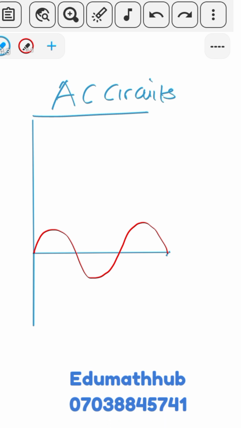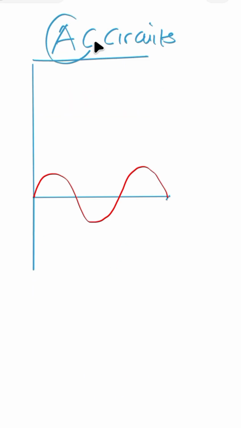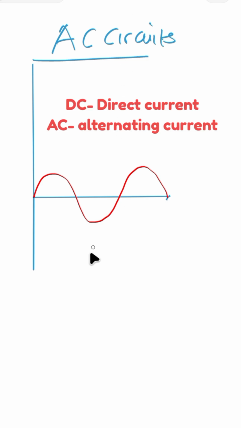In this video, we're looking at a full breakdown of AC circuits for your JAMB exam. Now, take note of something. AC here means alternating current. That's the meaning of AC. And there are basically two types of currents. So we have the one that's called DC current and another one called alternating current.